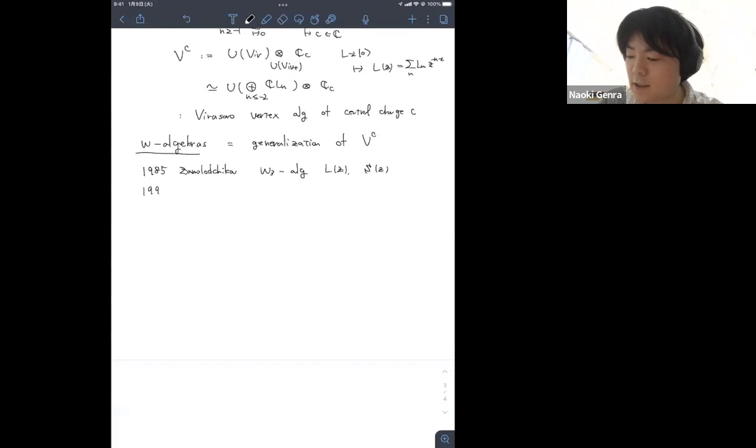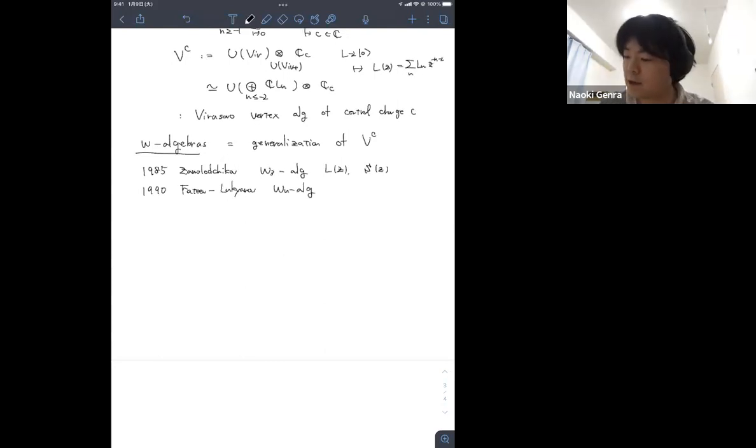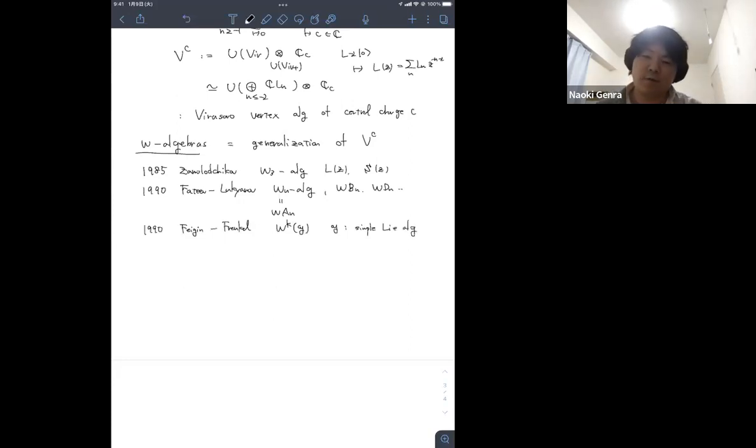And in 1990, Fateev and Lukyanov introduced the WN algebra. This is a generalization of Zamolodchikov's W3 algebra, and they consider the A type. They also introduced the B type and the D type and so on. And in fact, Feigin and Semikhatov, in the same year, maybe the years are a little different, introduced W^k(g) for any simple Lie algebra g. This is now called the principal W-algebra.